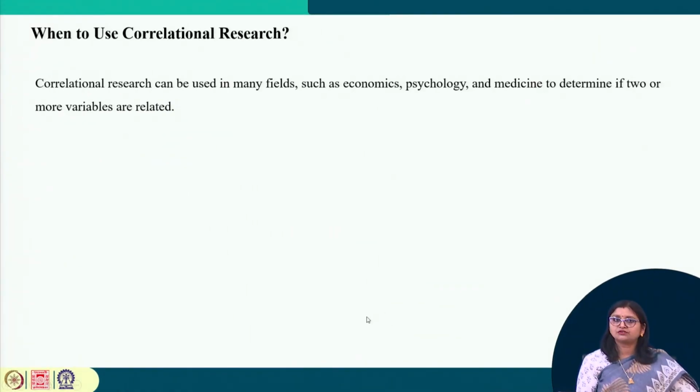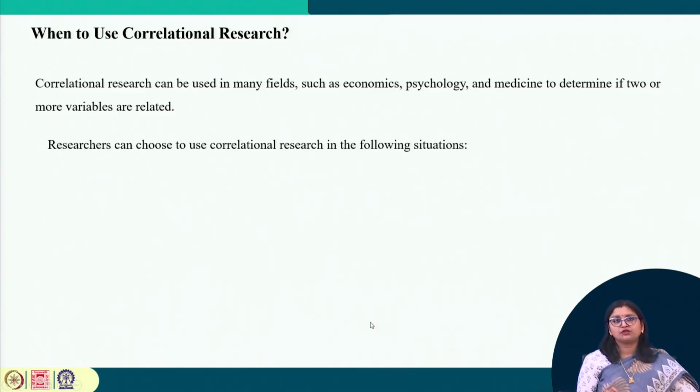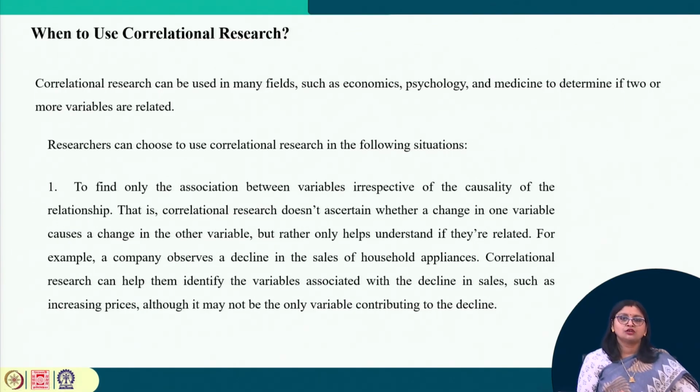So, when to use correlational research? Correlational research can be used in many fields such as economics, psychology, medicine and education to determine if two or more variables are related or not. Researchers can choose to use correlational research in the following situations. The first situation is to find only the association between variables irrespective of the causality of the relationship. That is, correlational research does not ascertain whether a change in one variable causes a change in another variable, but rather only helps understand if they are related.